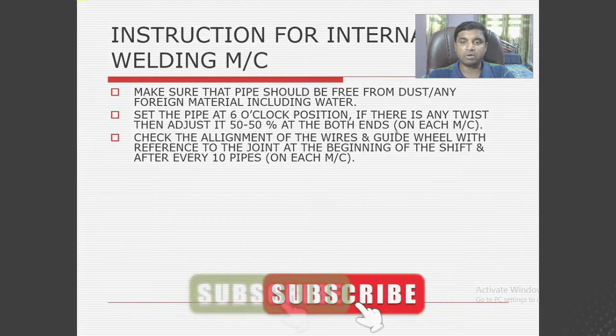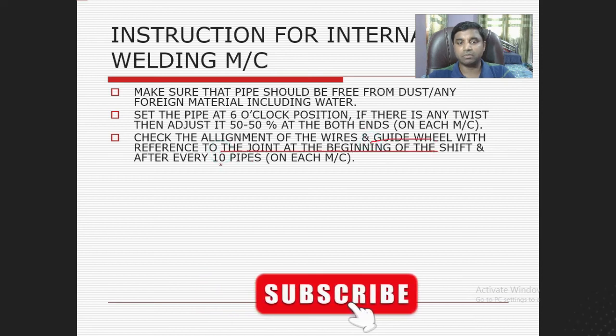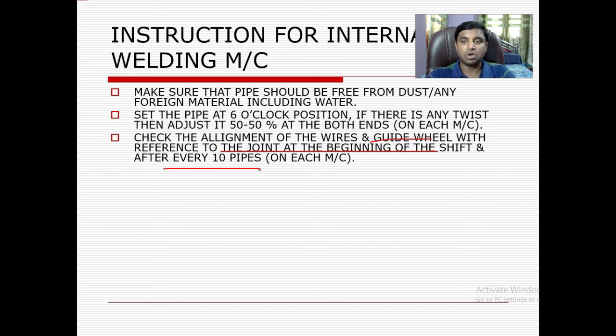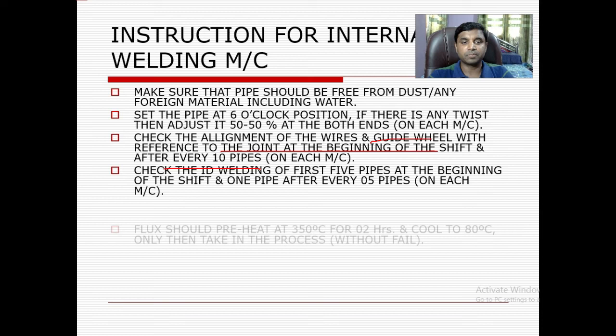Check the alignment of the wires and the guide wheel with reference to the joint at the beginning of the shift and after every 10 pipes. So after every 10 pipes we have to check the alignment of the wire and the guide wheel. Check the ID welding of the first 5 pipes at the beginning of each shift, and 1 pipe after every 5 pipes.